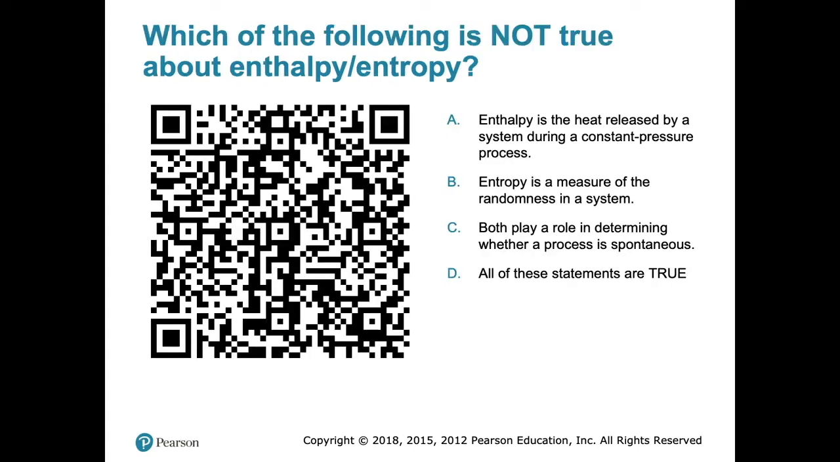So this is your first question of the day. First question of the day. Which of the following is not true about enthalpy and entropy? Enthalpy is the heat released by a system during a constant pressure process. Entropy is a measure of randomness in the system. Both play a role in determining whether a process is spontaneous. Or all of these are true, right?